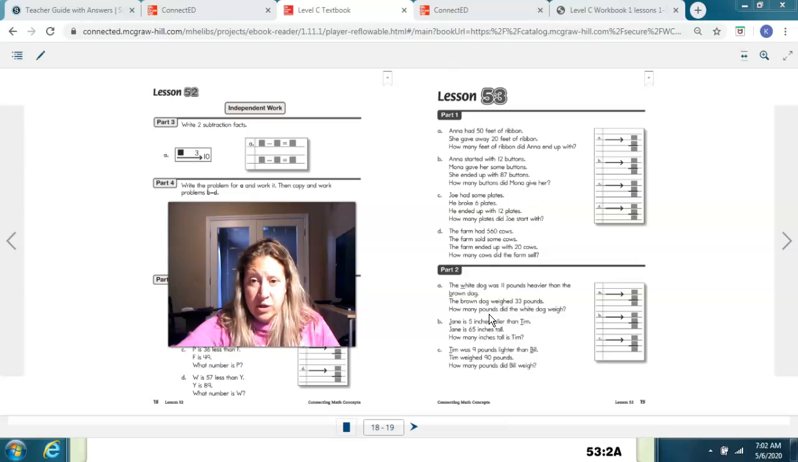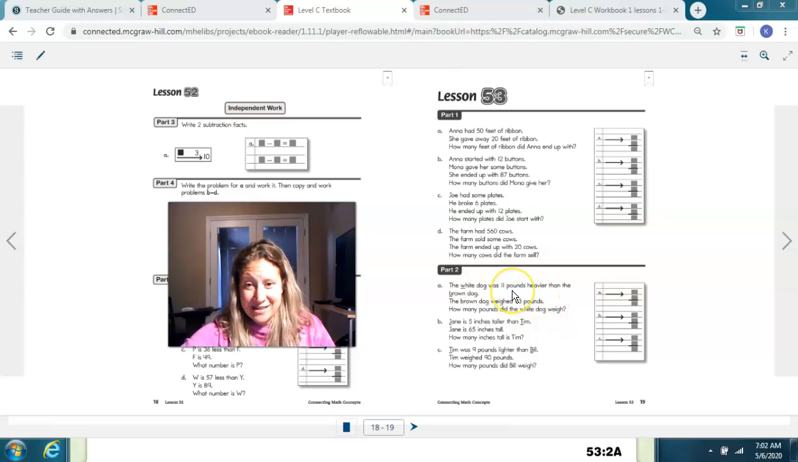So let's look at problem A first. Listen. The white dog was 11 pounds heavier than the brown dog. The brown dog weighed 33 pounds. How many pounds did the white dog weigh? Okay. So what are we going to do? We're going to find the sentence that tells how many more or less. Which sentence is that?